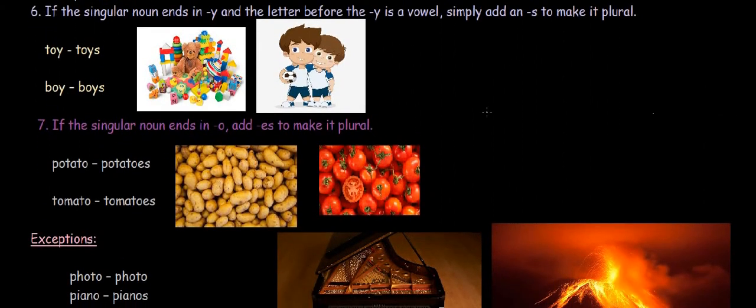So in our sixth method, if the singular noun ends with Y and the letter before Y is a vowel, if it is a vowel here, we simply add an S to make it plural. Toys. The letter before Y is O, therefore it's a vowel, therefore we simply add an S, toys. Boy. Letter before Y is a vowel O, therefore it's boys.